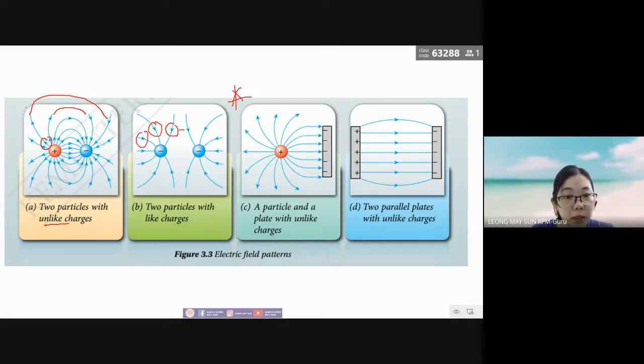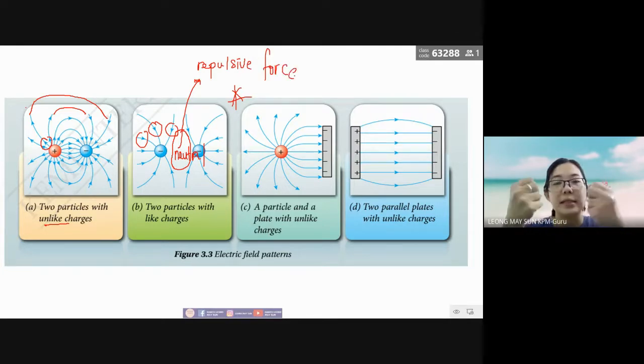But the middle part here is a neutral region. At the middle part here, you should not draw any arrows at all because this is where the repulsive force happens. We know same charges repel each other. So this neutral region is the one that causes the two negative charges or the two positive charges to move away from each other. So make sure that in the middle part, you don't draw any arrows.